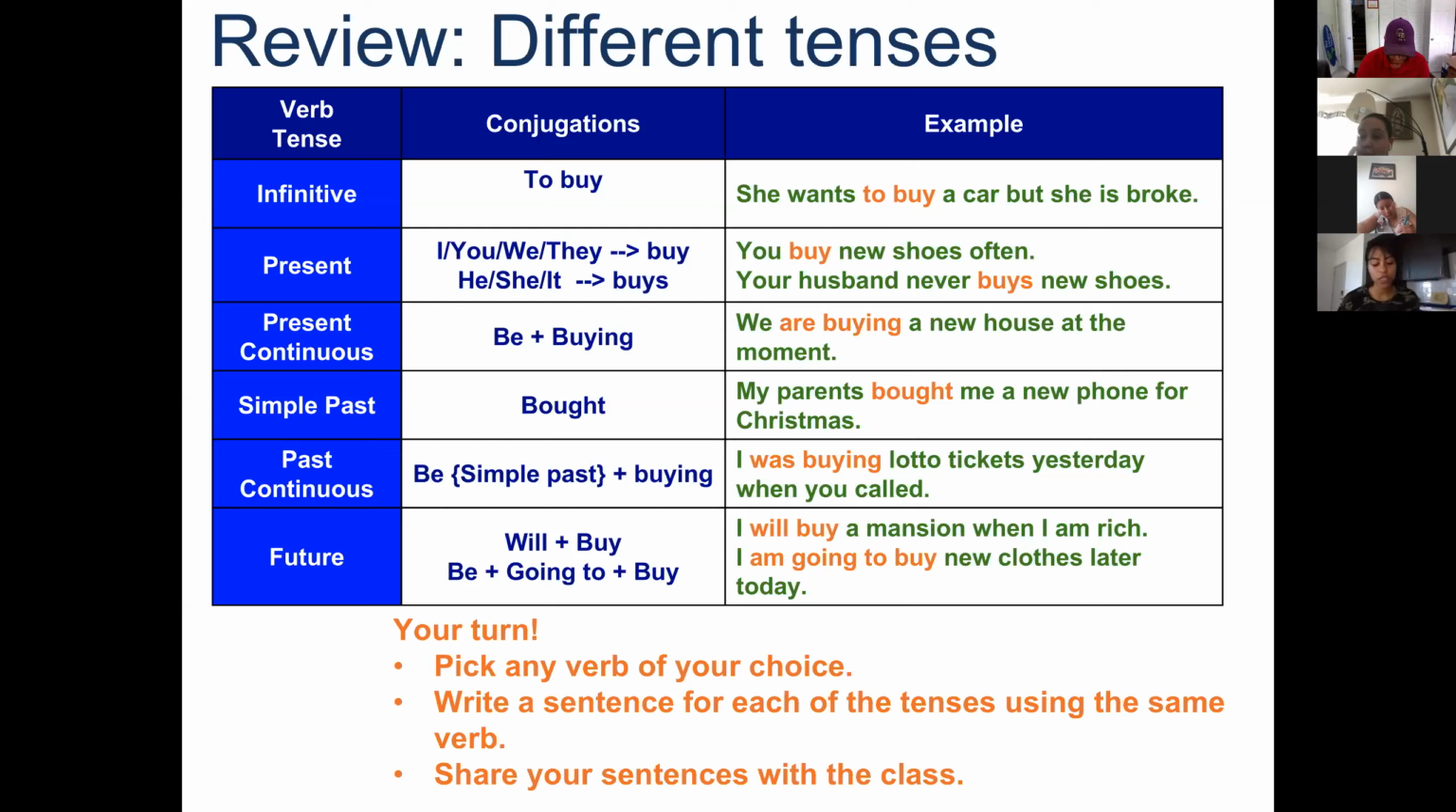He wants to eat pizza today. I eat a cookie with my coffee. They are eating beef. My family ate enchiladas last week. He was eating his salad, and I will eat a burger later. Good. Perfect. Norma?